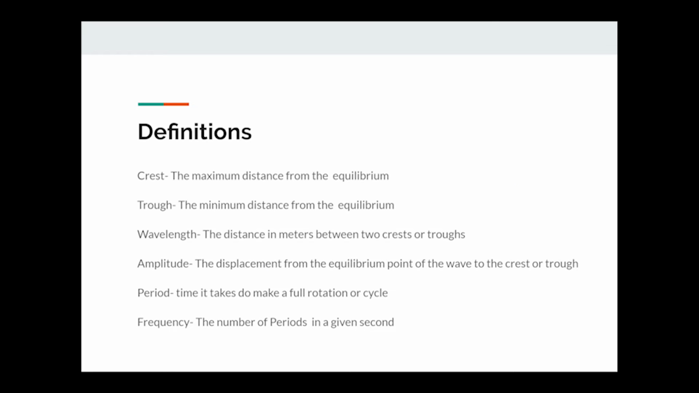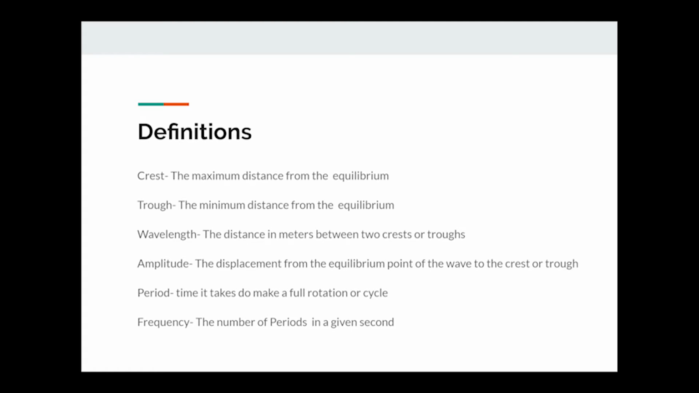We have the crest, which is the maximum distance from the equilibrium in the positive direction, as well as a trough, which is the maximum distance from the equilibrium in the negative direction. They both have magnitudes, which are positive. It's just the direction that changes. We have a wavelength, which is the distance in meters between the two crests or two troughs. Followed up is the amplitude, which is the displacement from the equilibrium point, also known as the magnitude, or it's measured as the magnitude from the equilibrium to a crest or trough.